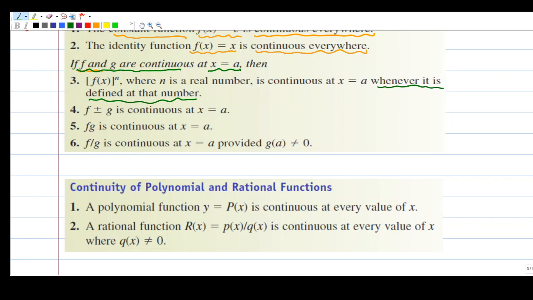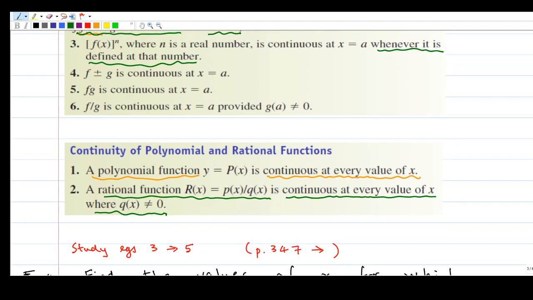Then continuity of polynomial and rational functions. 1, a polynomial function y is equal to p of x is continuous everywhere. So a polynomial function is continuous at every value of x. 2, a rational function, r of x is equal to p of x over q of x, is continuous at every value of x where the denominator is not equal to 0. Right, you must study examples 3 to 5 onwards, from page 347 onwards.